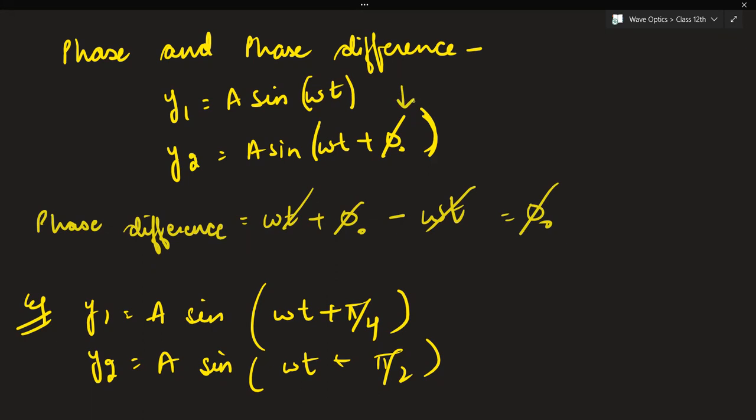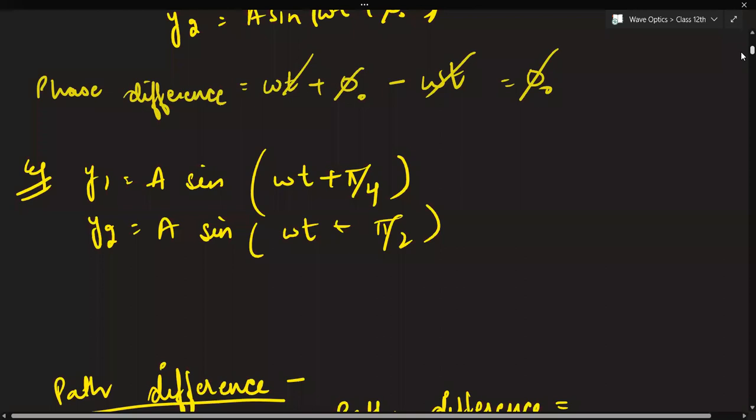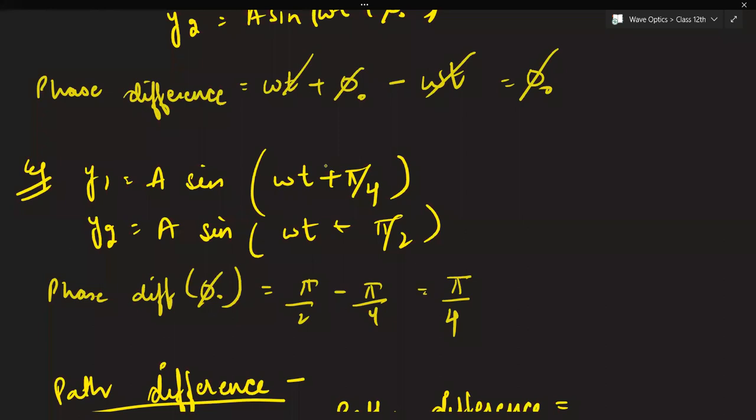Now let's take an example. Example 1 says a sin(omega t plus pi by 4), the second says a sin(omega t plus pi by 2). Now you have to find the phase difference. The phase difference, phi naught, will be pi by 2 minus pi by 4. That makes it pi by 4. So pi by 4 becomes the phase difference. All right, this was phase difference.